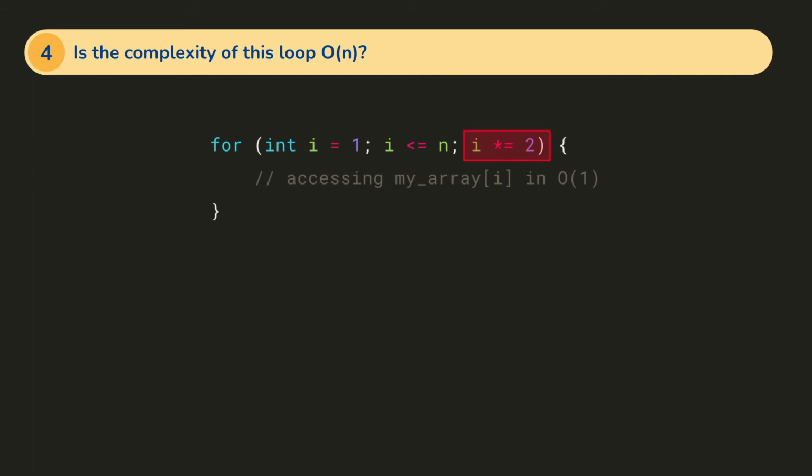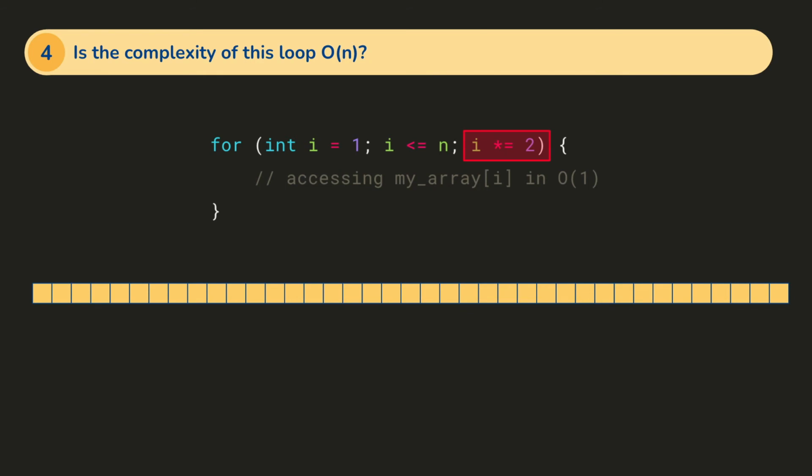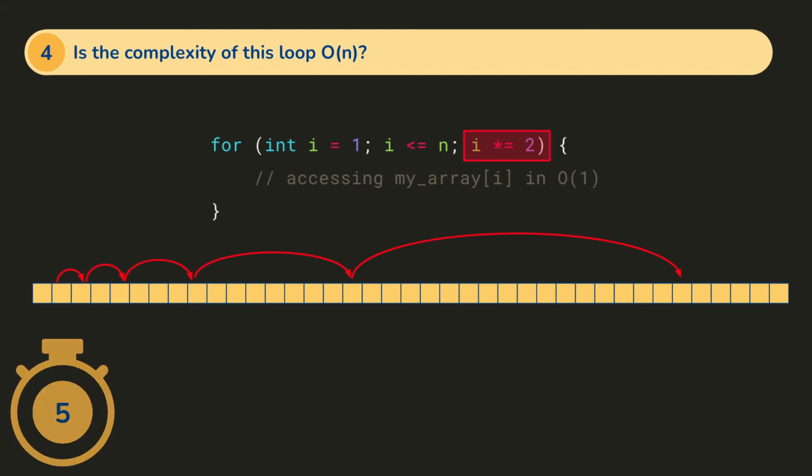I'd like to point out that the next step stage of the loop is not quite standard. The iterator variable i doubles every time. In fact, let me show you visually the effect this has on an array. Notice how the jumps are getting bigger and bigger. With this information in mind, is the complexity of the loop big O n or not?